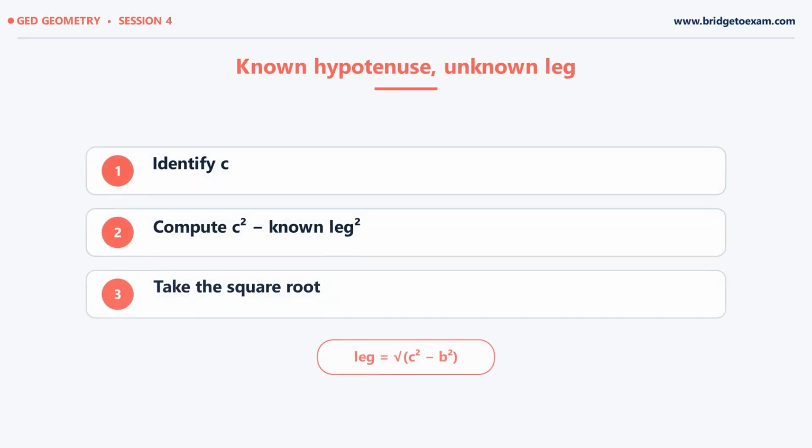Welcome to Session 4. A missing leg problem looks similar to a hypotenuse problem, but its key operation is subtraction. First, identify the hypotenuse. Then subtract the known leg square from the hypotenuse's square, and take the square root. Today, you will also verify answers and detect impossible data.